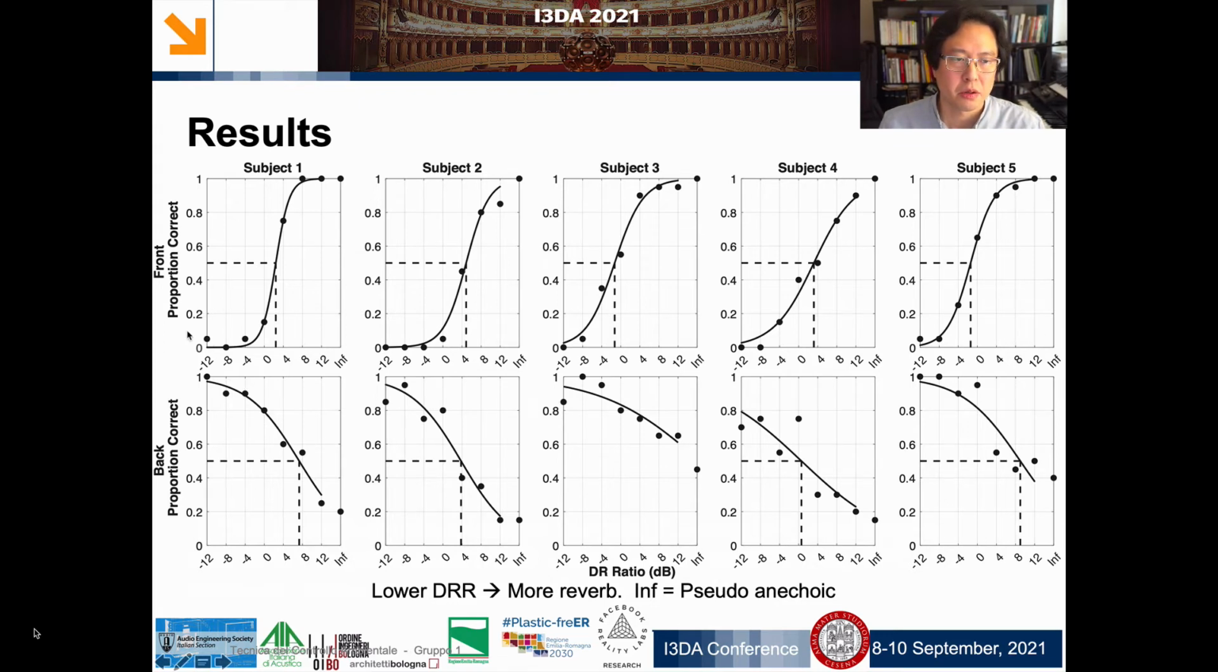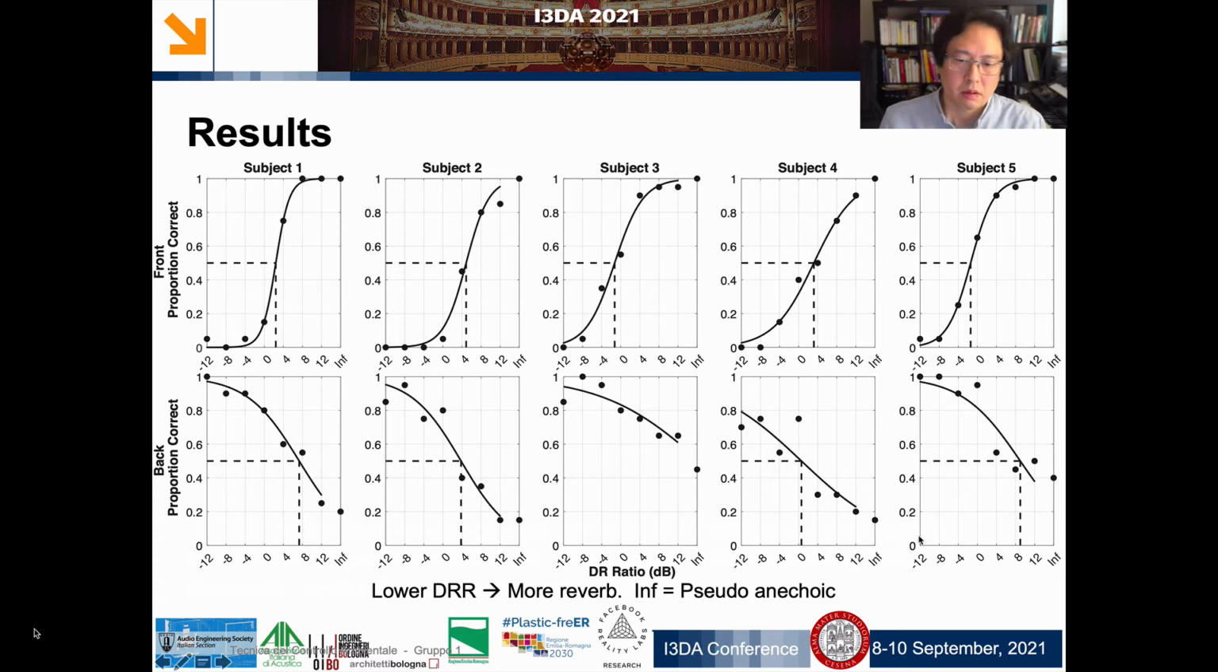The upper panel shows the results for the front source, so source at 0 degree azimuth. The percent correct is from 0 to 1. As you can see, as the DRR increases, the PC also tends to increase. But for the source in the back, the PC tends to decrease as the DRR increases. So front and back sources demonstrate the opposite patterns. And the dashed line basically indicates the 0.5 threshold point.